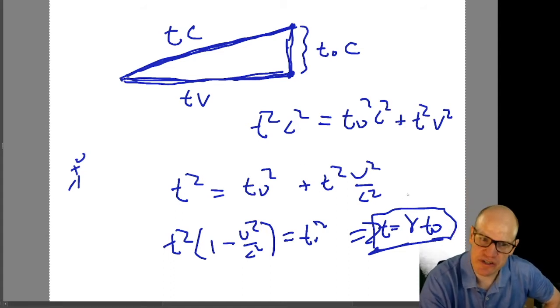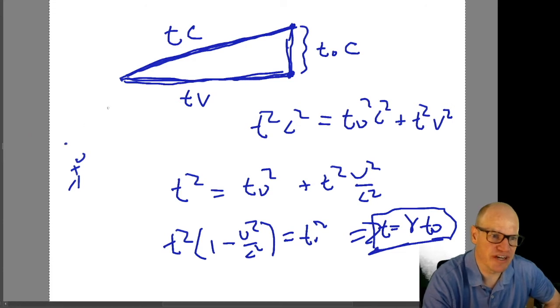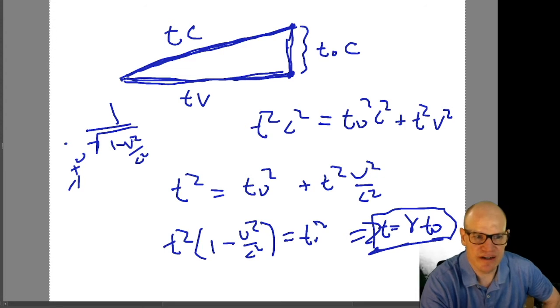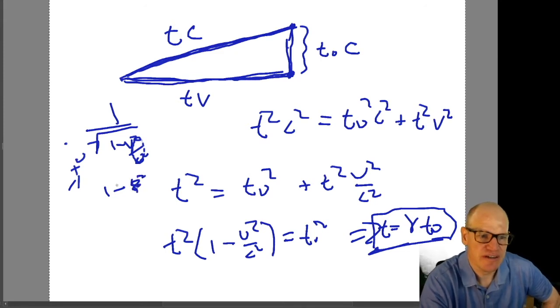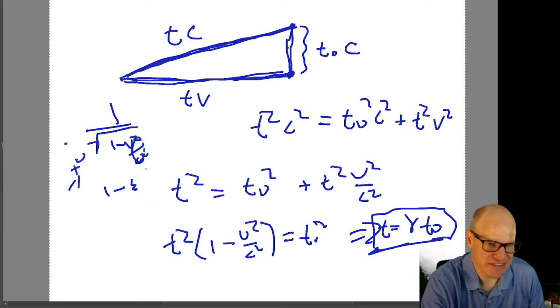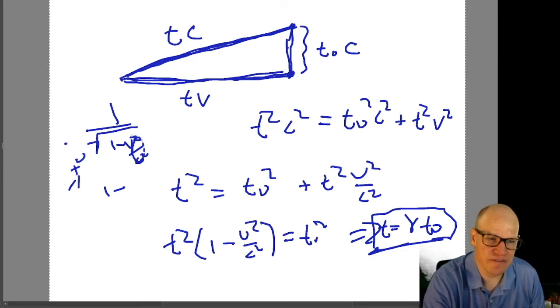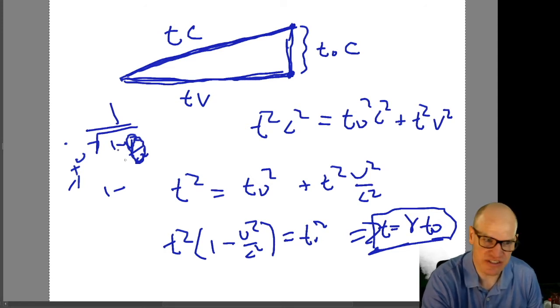Well, gamma is always a number that's bigger than 1, right? So you have 1 over the square root of 1 minus v squared over c squared. V is always less than the speed of light, so v squared over c squared is always less than 1, which means that 1 minus this number is less than 1. It's usually given by beta squared, although that's kind of silly.